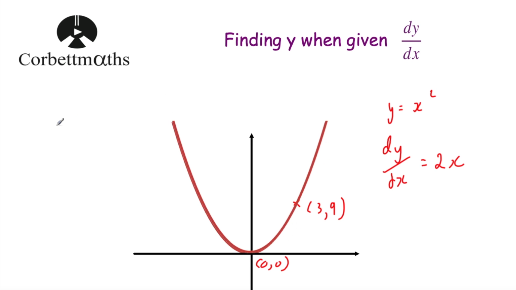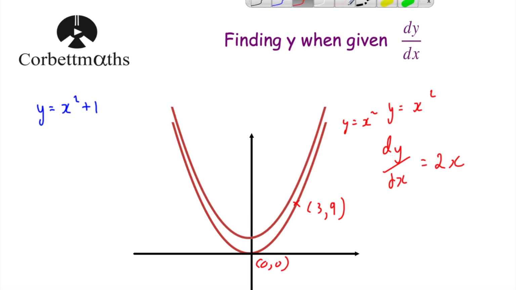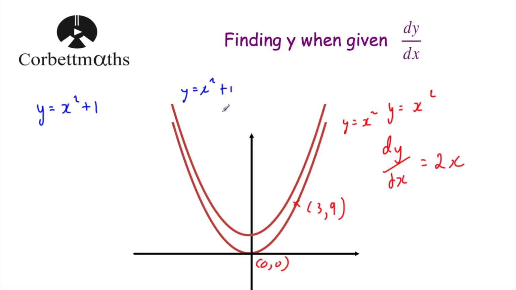Now, if we had a different graph, perhaps the graph of y equals x squared plus 1, and remember that adding 1 to a graph just moves it up 1 square. So if this is the graph of y equals x squared, the graph of y equals x squared plus 1 would look like this, where it's been shifted up 1 square. It's the x squared graph, but it's 1 square higher.